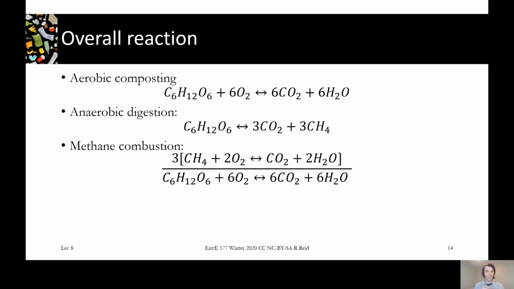So the overall reaction, just to compare composting and AD. In composting, we have an organic on one side, add a bunch of oxygen, and we get CO2 and water on the other side. This is the same as our cellular respiration. Anaerobic digestion, we don't put any oxygen in, so we get methane and CO2 out. But when we burn that methane, we end up with the same overall reaction as composting. So on a greenhouse gas side, they both do the same thing.